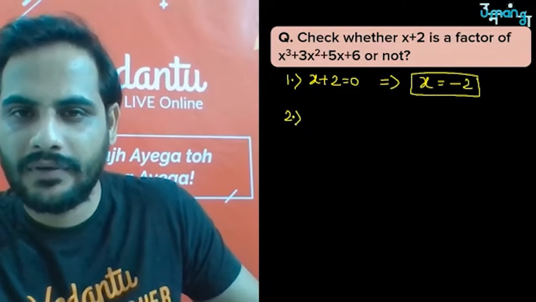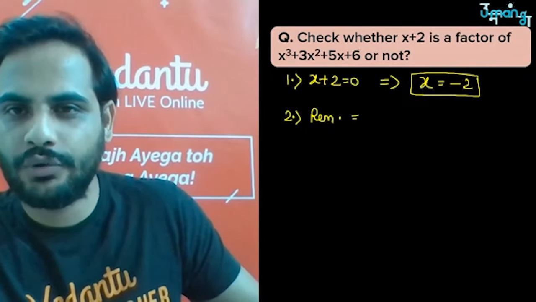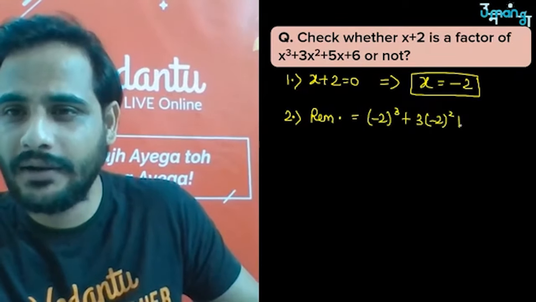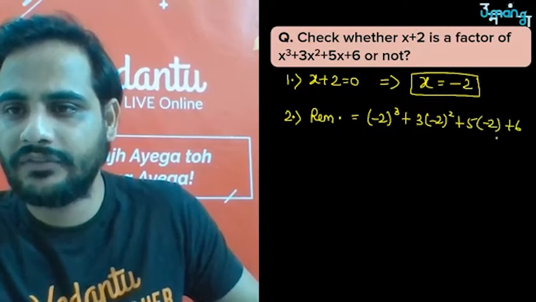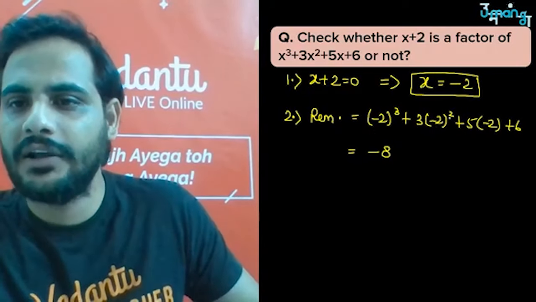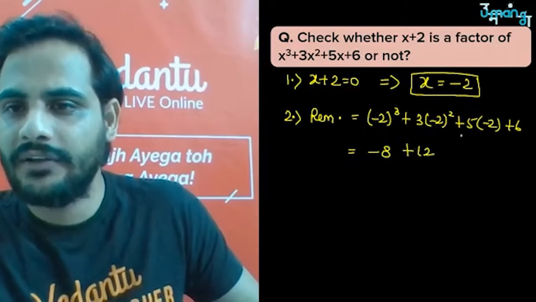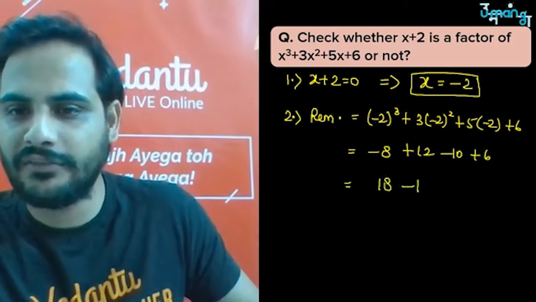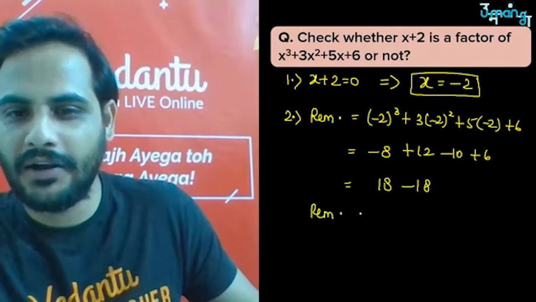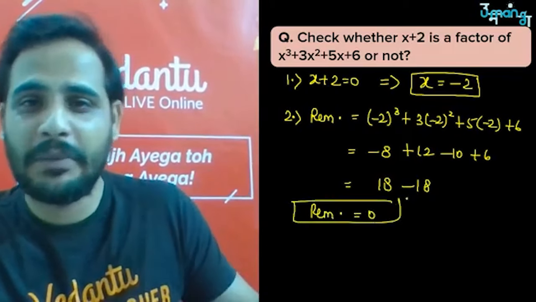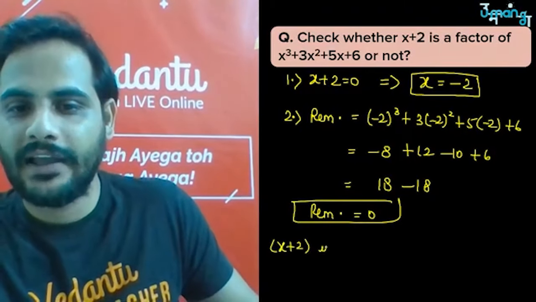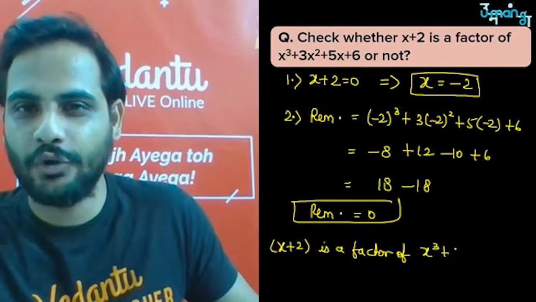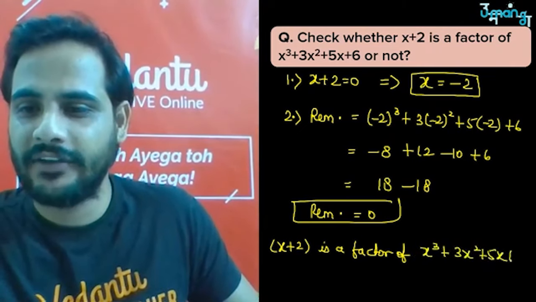And second step, the remainder I will say is equal to, put minus 2 here. So minus 2 cube plus 3 into minus 2 square plus 5 into minus 2 plus 6. Minus 2 cube is minus 8, minus 2 square is 4, 4 3s are 12, 5 into minus 2 is minus 10 plus 6. So 12 plus 6 is 18, minus 8 minus 10 is minus 18. So you can see that the remainder is equal to 0, and if remainder is 0, I can say x plus 2 is a factor of this part, x cube plus 3x square plus 5x plus 6.